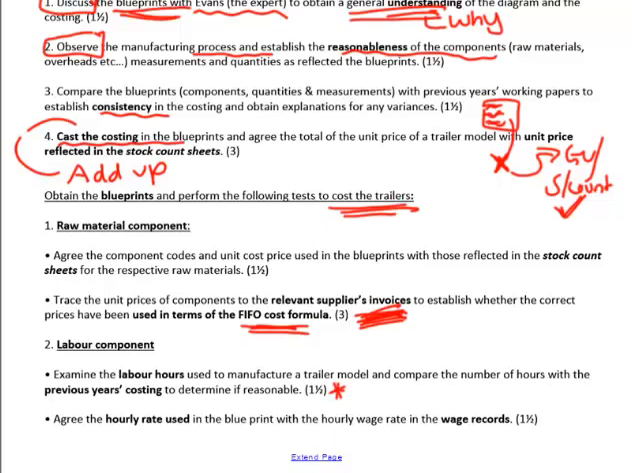Okay, we could also agree that hourly rate used in the blueprint with the hourly wage rate in the wage records, and make sure that we're charging it correctly. If somebody's getting paid 5 Rand an hour, we need to make sure that that 5 Rand an hour is reflected, not 10 Rand or 15 Rand. We need to make sure that the correct wage rate is used.